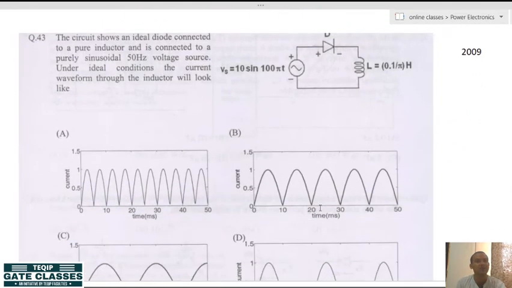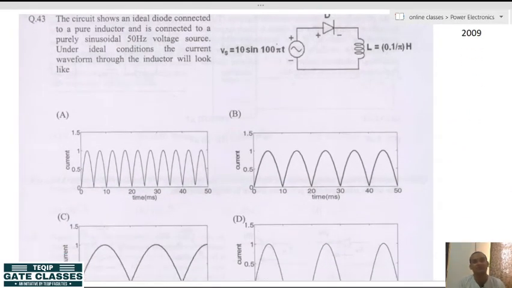Now again come to the next question. You see, this question is again repeated. Alright, the case of a pure inductor, and what is given is an ideal diode connected to a pure inductor and a 50 hertz voltage source. This is a 50 hertz supply. Alright, and under the ideal condition, the inductor current waveform will look like.